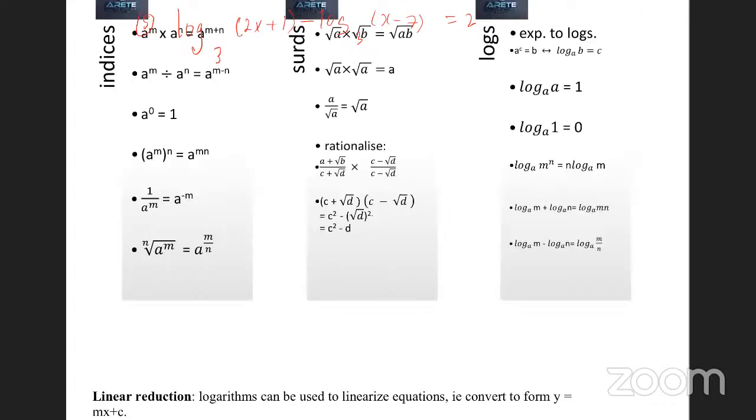All right, so let's try this one. Log to the base 3 of 2x plus 1 minus log to the base 3 of x minus 7 is 2. So I'll bring 2 logs now, right? Whenever you have 2 logs with the same base and a minus sign in the middle, what do you do? Yes, divide. Very good.